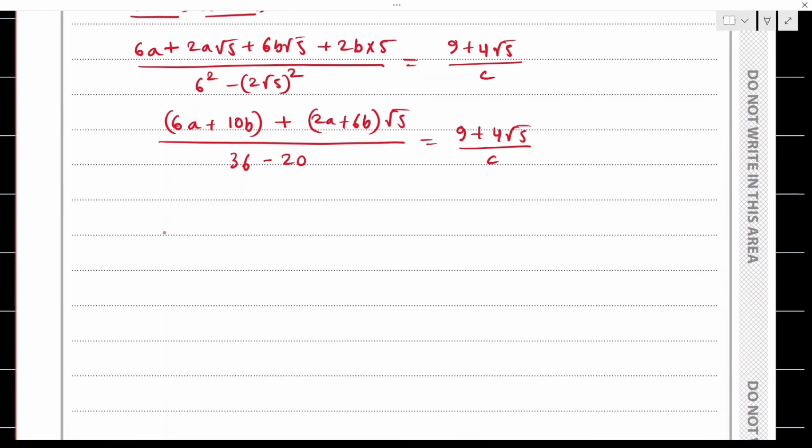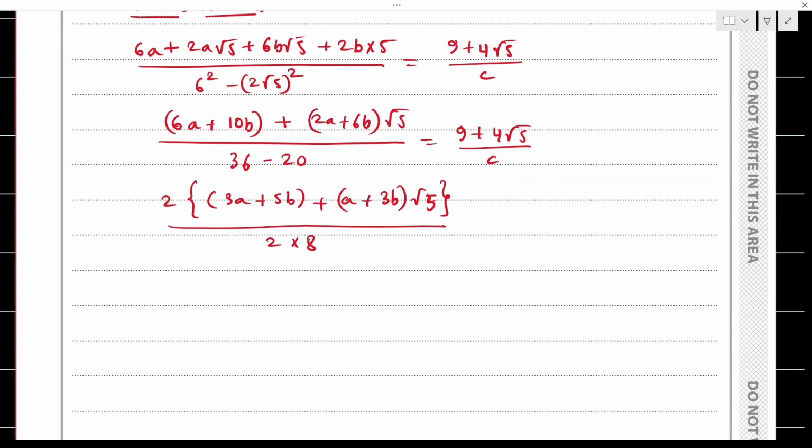So we can simplify this to 2 times (3a plus 5b) and (a plus 3b). I'm taking 2 common from the whole numerator, and in the denominator we have 2 into 8. We see that at this stage we have 36 minus 20, which is 16. I can write 16 as 2 into 8. This allows me to cancel the 2 out from both the denominator and the numerator.